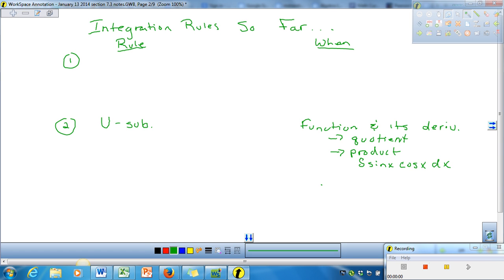Okay? So the other thing that I would say you can use as a key to try to use substitution is if you see a composition function. Okay, a function within a function. All right, what's the other rule? The basic one.